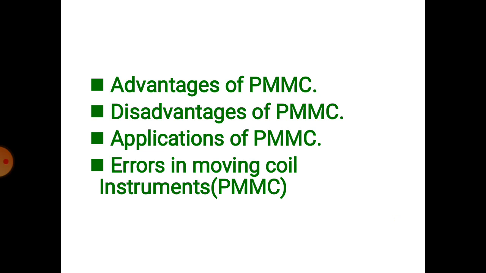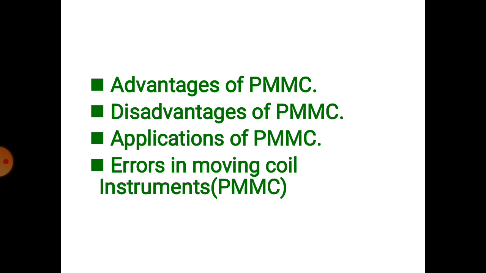And now we are going to discuss the different applications of PMMC. The PMMC meters can be used as, first one, ammeters, which can be constructed by using low shunt resistance. Second, it can be used as voltmeters, by using high series resistance. Third one, it can be used as flux meters by eliminating the spring. And fourth one, it can be used as a galvanometer.